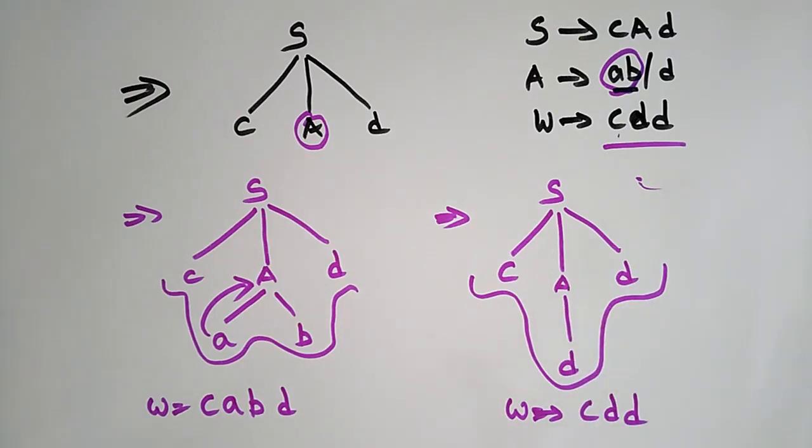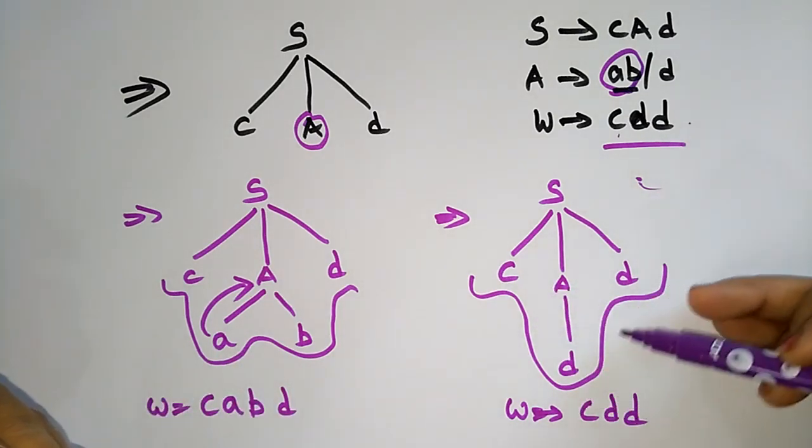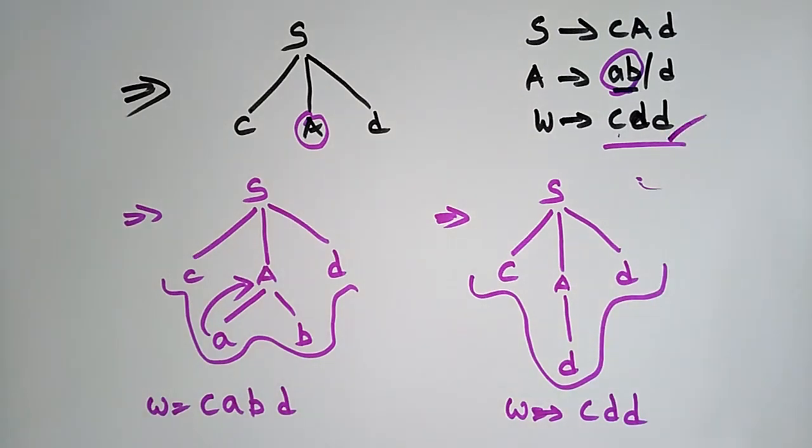So this is about backtracking. The main concept of backtracking is that you need to backtrack until the result of the tree matches the input string.